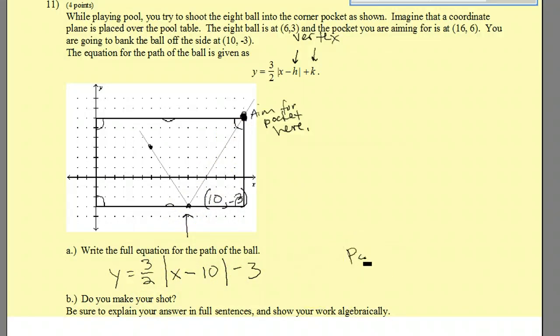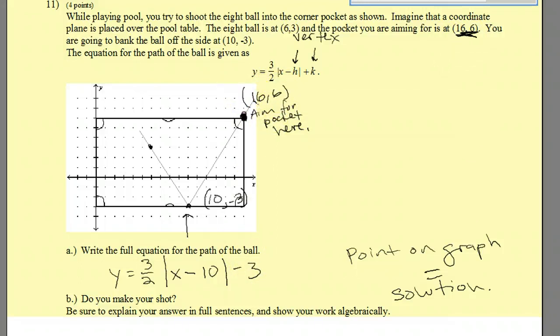Remember, a point on a graph is the same thing as being a solution. Those mean the same thing, right? Every time we say a point on a graph, it just means it's a solution. So when it's saying, do you make your shot, it's a fancy way of saying, is (16, 6) right here a solution to the equation we just wrote? So how do we figure out if it's a solution? Well, we just plug it into our equation. So I'm going to write it off to the side here. And let's actually check that.